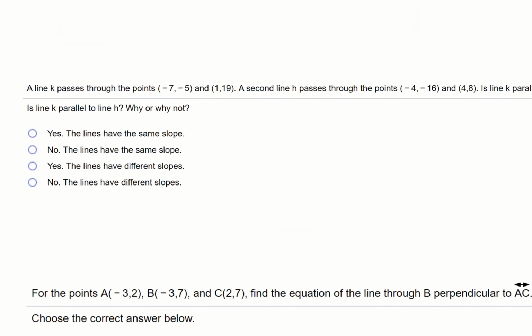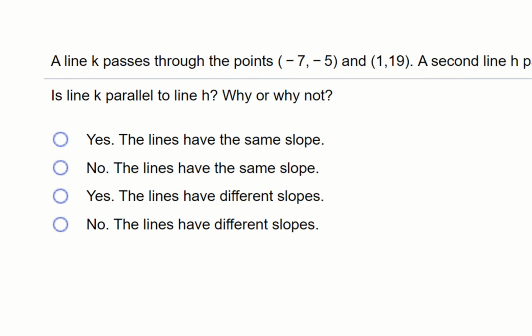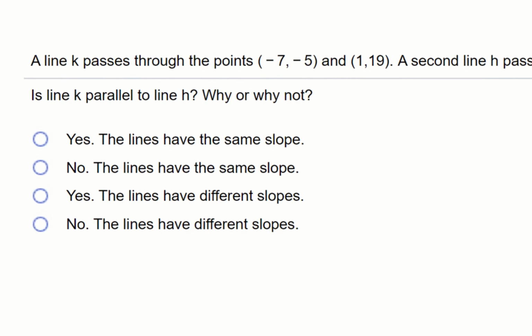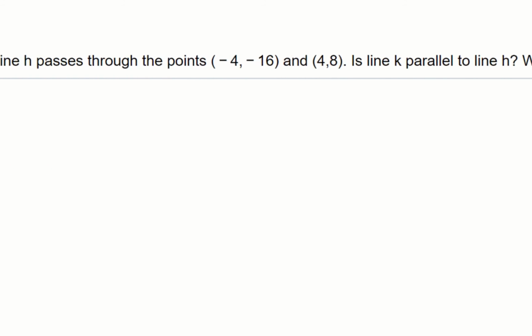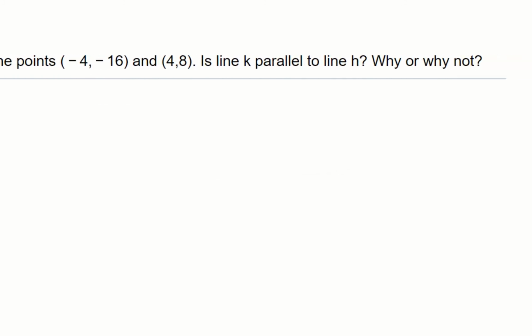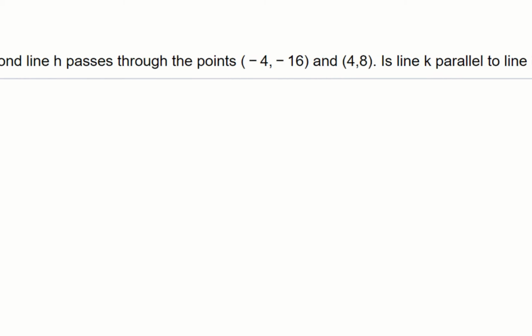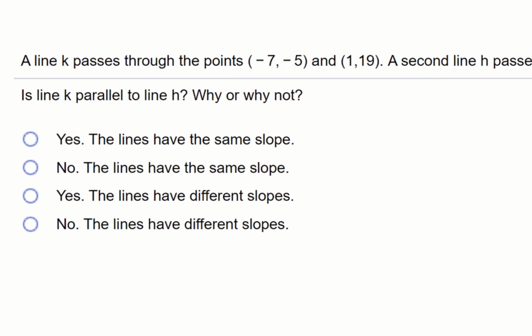All right, guys, let's go ahead and finish this off. So we have a line K that passes through the points (-7, -5) and (1, 19). A second line passes through the points (-4, -16) and (4, 8). Is line K parallel to line H? Why or why not? Basically, this is another slope problem.